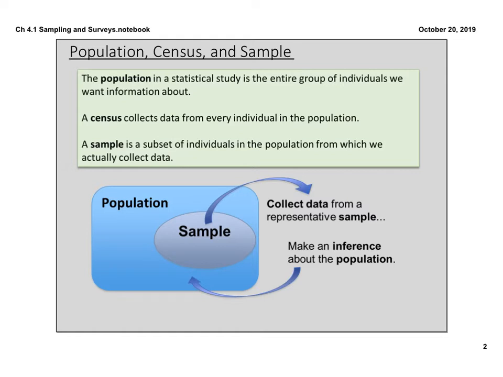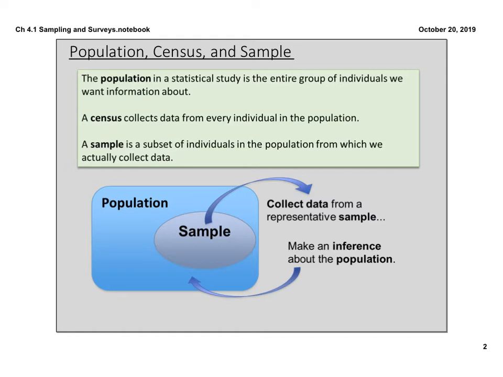A census is a type of data collection where you collect data from every single person in the population. If you're able to collect data from every single person in the population, that's called a census. It's really, really hard to get a census. It's very rare that you're going to get a response from every single person in your population. You've heard of collecting census data in the country before.